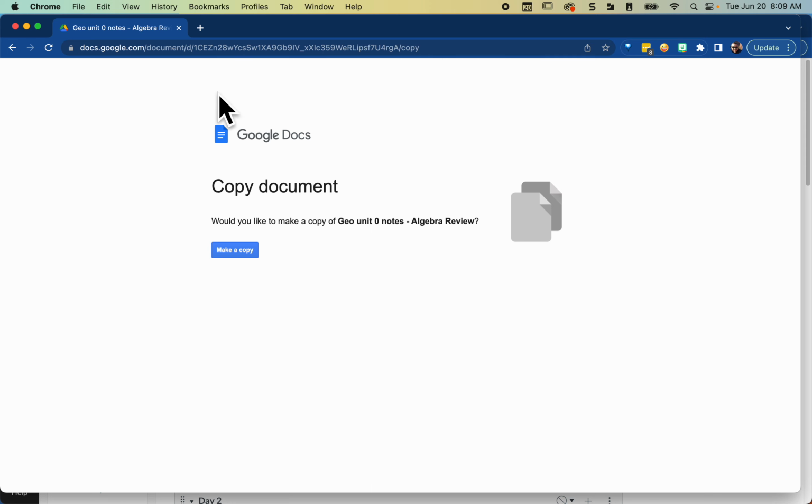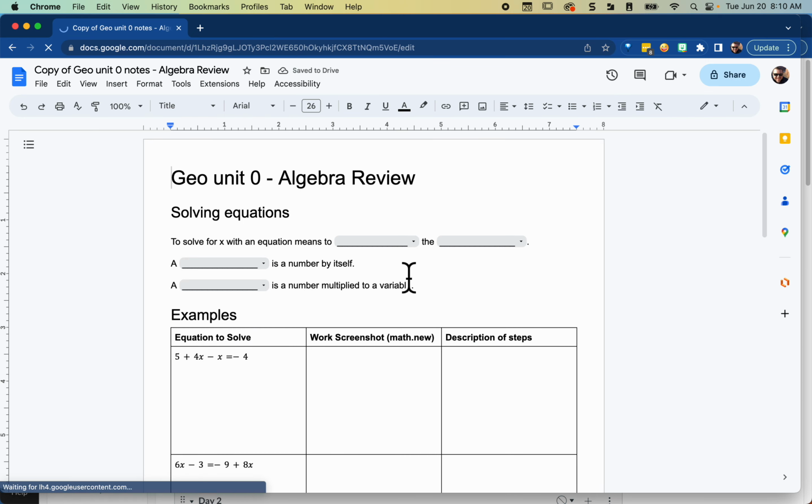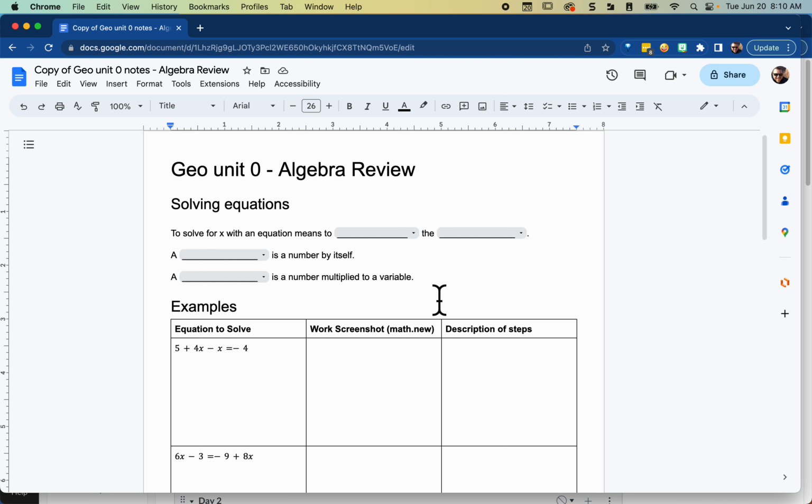We are going to go through some notes here for first day notes on Unit 0 with geometry, which is actually some old stuff, Algebra Review. We're going to start by clicking Make a Copy on that link. And this will create a copy of the Google Doc that we will eventually then upload into Canvas.